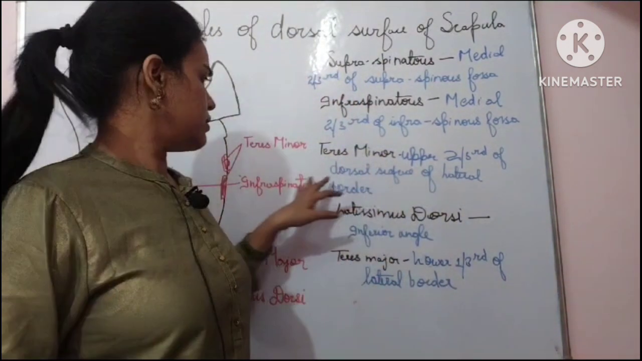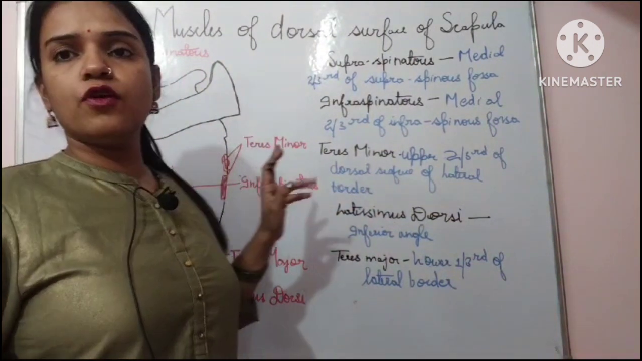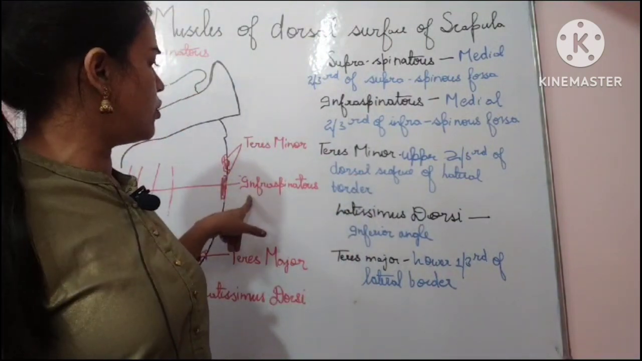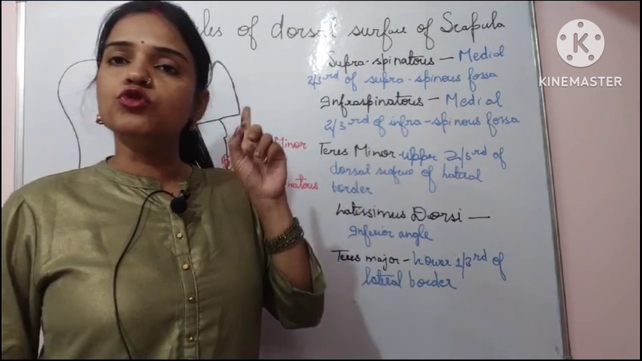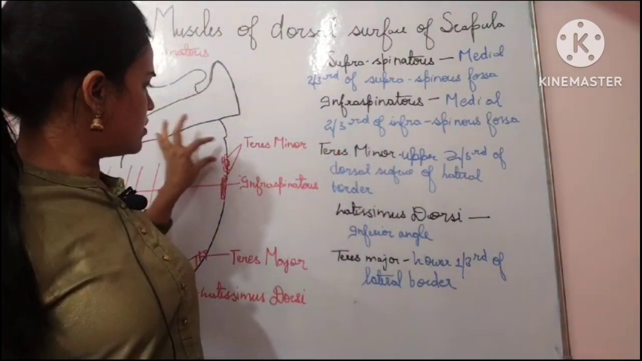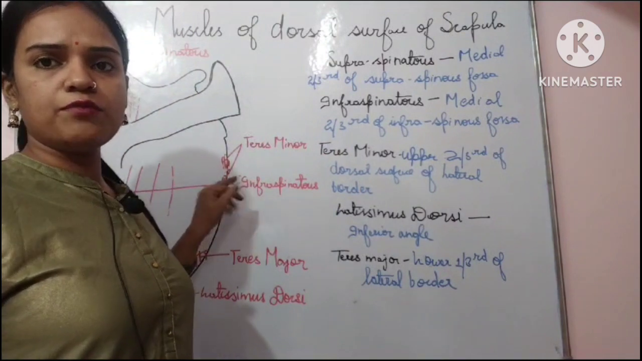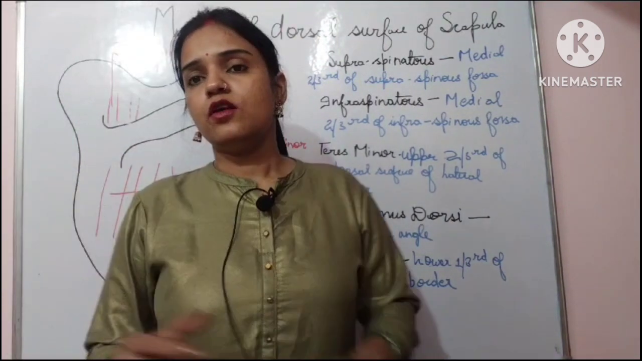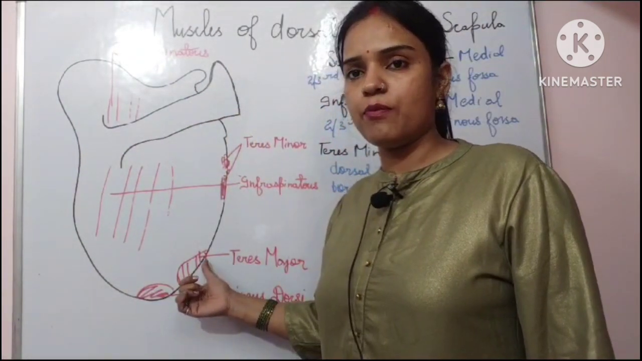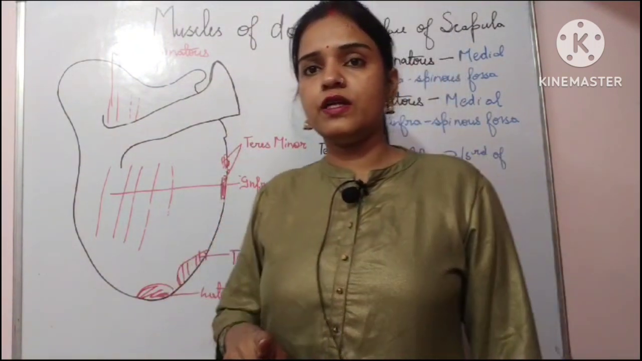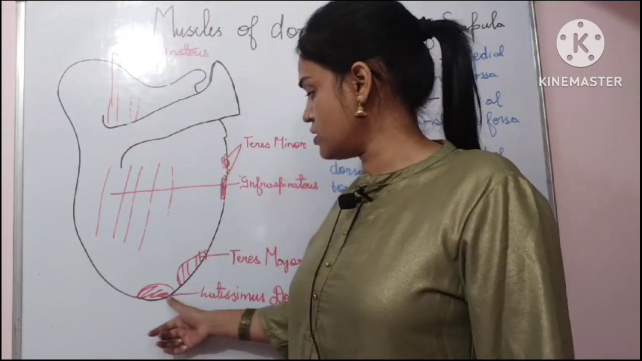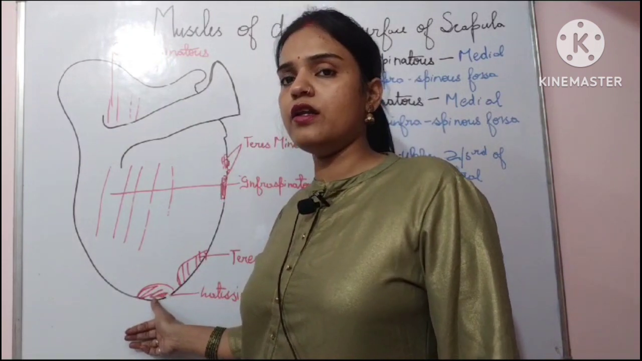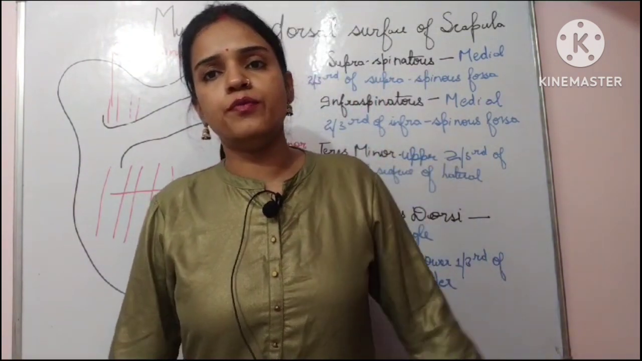Next is teres minor. Teres minor arises from the upper portion of the lateral border of the scapula. That means upper 2/3. It will fall somewhere here. I have depicted teres minor in the diagram. And next is teres major. It arises from the lower portion of the lateral border of the scapula, somewhere from here. Next one is latissimus dorsi. Latissimus dorsi arises from the inferior angle of the scapula. The inferior angle lies somewhere here and latissimus dorsi arises from here.